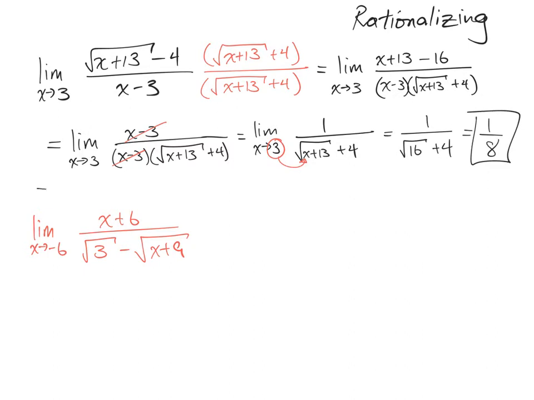I'm going to give you a few seconds to pause the video so you can try the second example for yourself. You will do the same process, finding the conjugate pair of the side that has the square root, multiplying top and bottom by the conjugate pair, and simplifying everything down to get a limit.